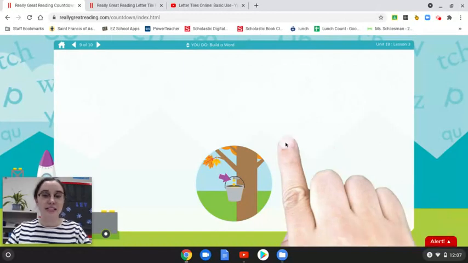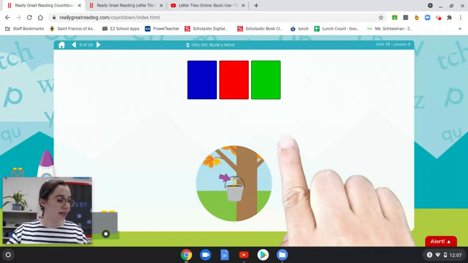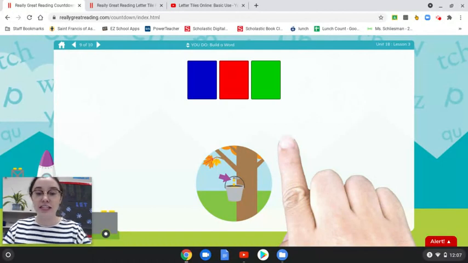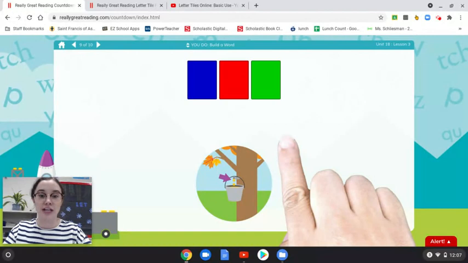Good. We should have S-A-P. Now, we are going to spell the word by placing the correct letter tiles below each color tile. I want you to say each sound and place the right letter tile underneath it for sap. Go ahead and place the letter tiles on.